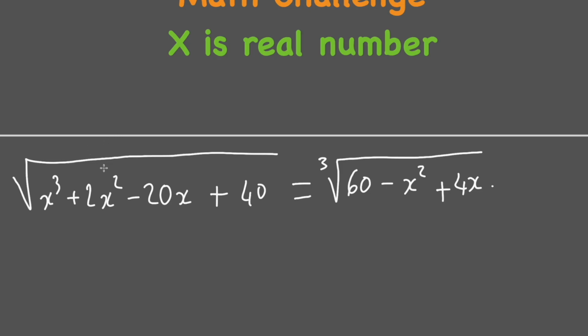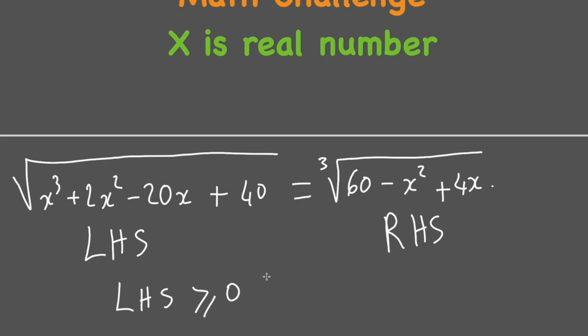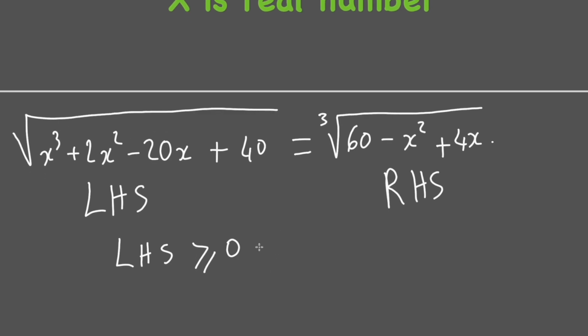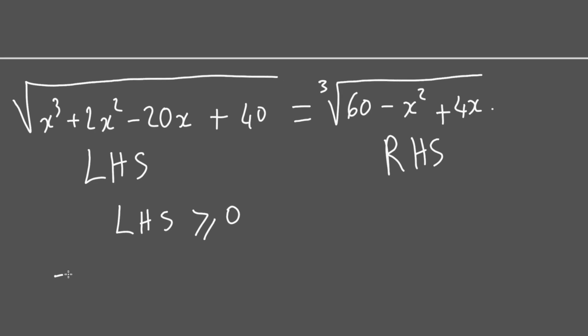First of all, you look at the left hand side, and this is the right hand side. The left hand side is a square root radical, so the expression on the left hand side has to be greater or equal than 0. And because the right hand side is equal to the left hand side, the right hand side is of course greater or equal to 0 as well.